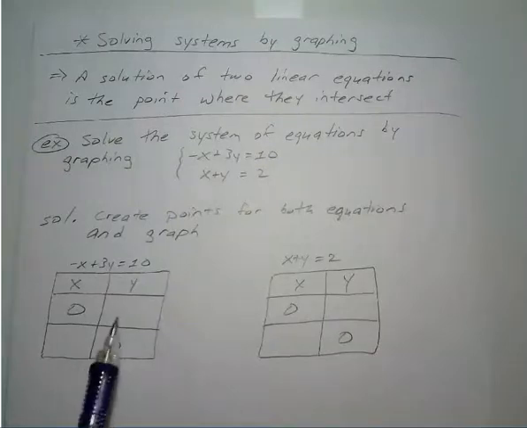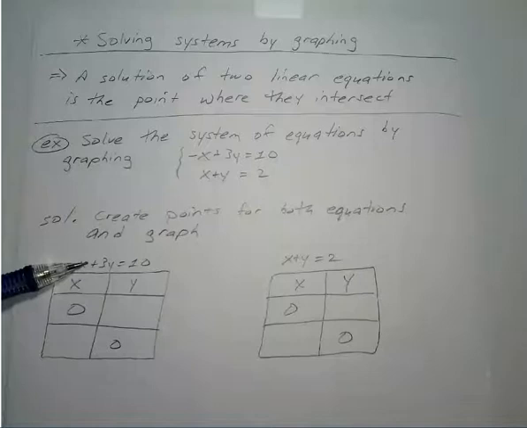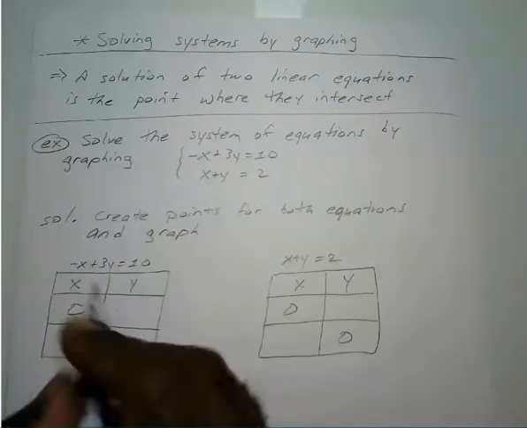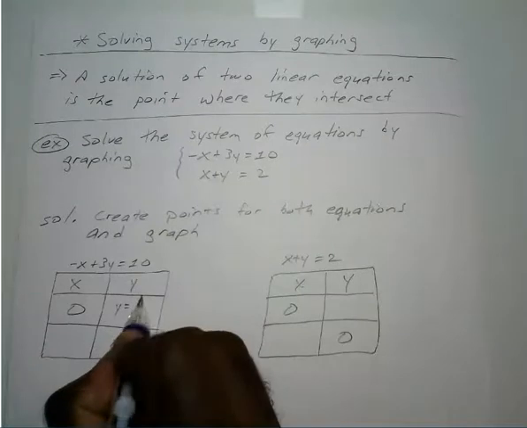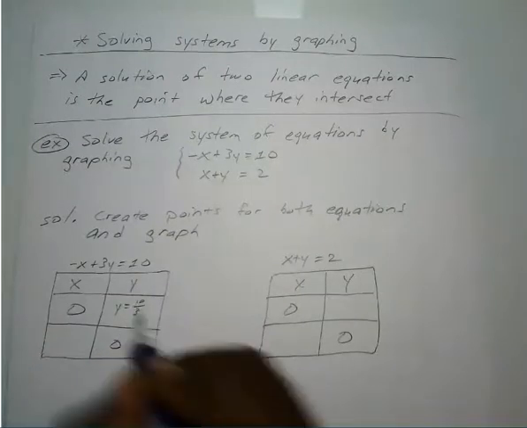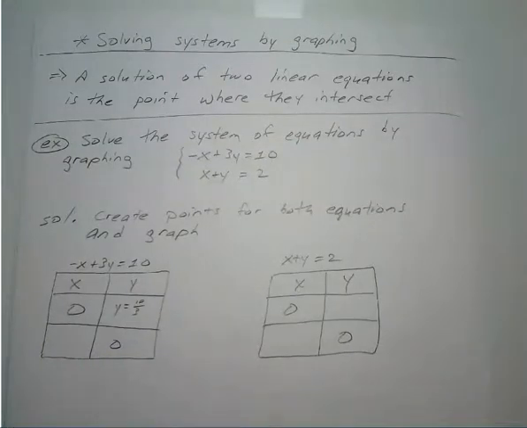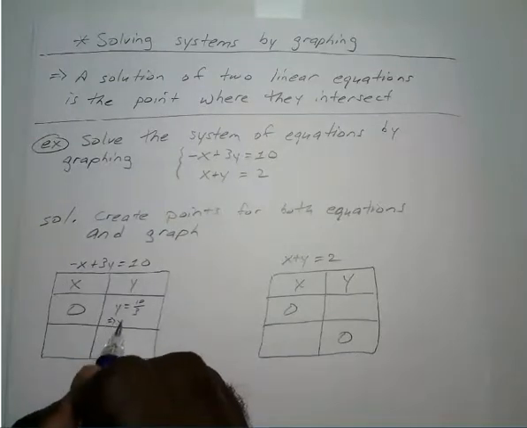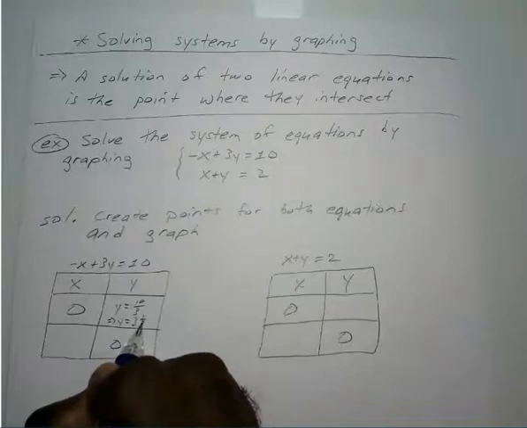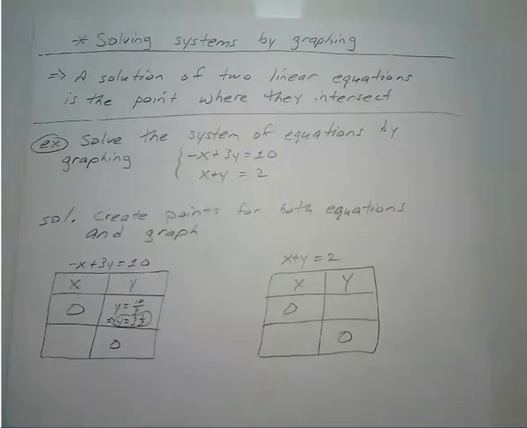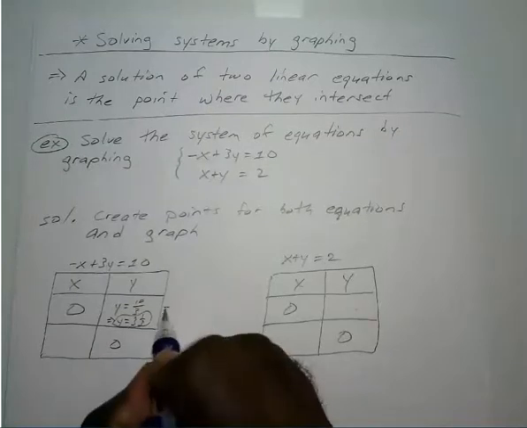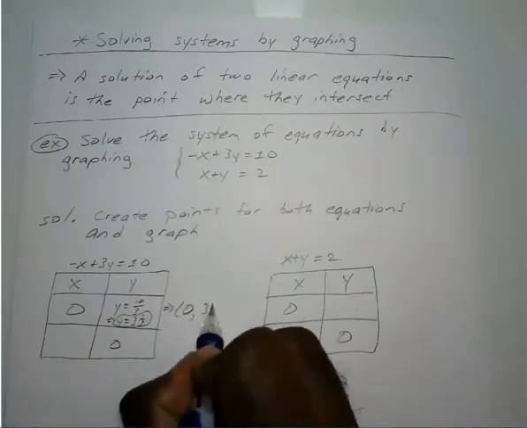When x is equal to 0, the negative 0 disappears, so you have 3y equals 10. If we divide both sides by 3, we get y equals 10 over 3, which is also 3 1/3 as a mixed number. So we end up with the ordered pair where x equals 0 and y is 3 1/3.